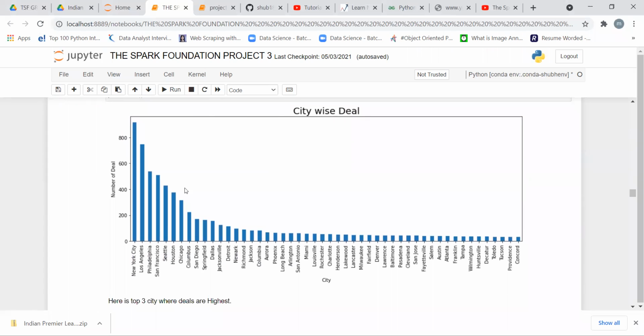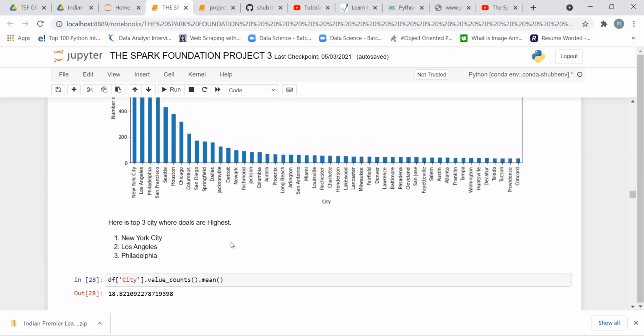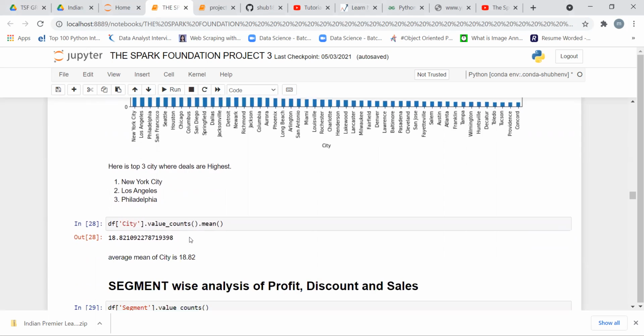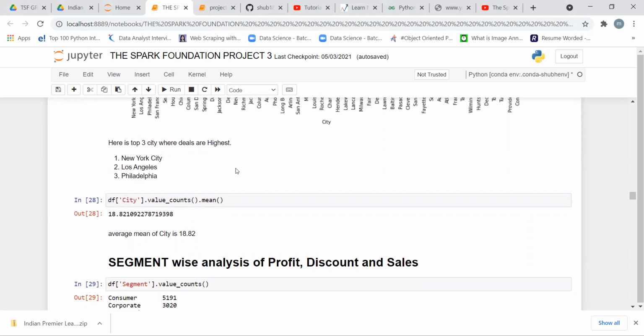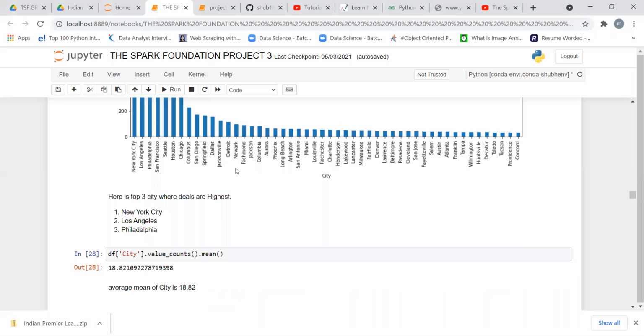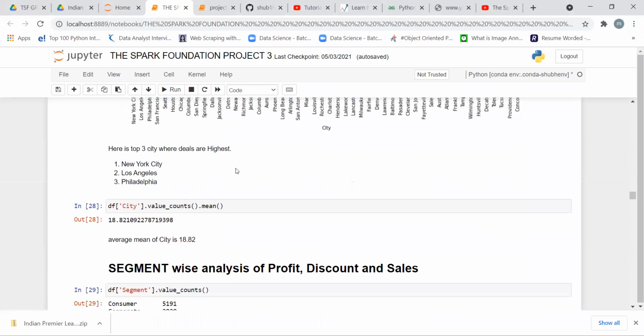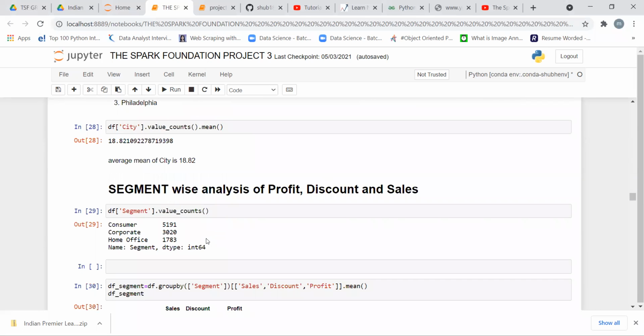We can see that New York, Los Angeles, and Philadelphia are the top three cities which have the highest deals. If we see the average mean of the data set, the average deal per city is around 18.82.